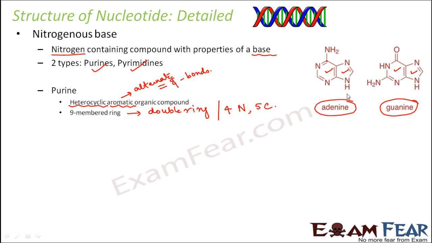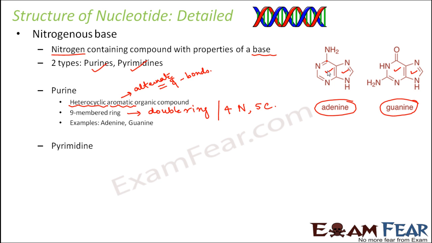Right now we are only talking about the ring, so please do not count this nitrogen because it is outside the ring. On the ring you just have 4 nitrogens and 5 carbons, and the rings are double rings, the 2 rings joined to each other. That is why purines can be distinguished from pyrimidines by looking at their structure. If it is a double ring structure and a 9-membered ring structure, then it is definitely going to be a purine. Examples of purine are adenine and guanine, as you can see in the figure.